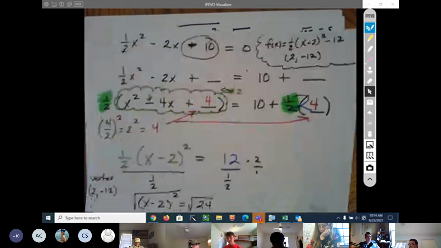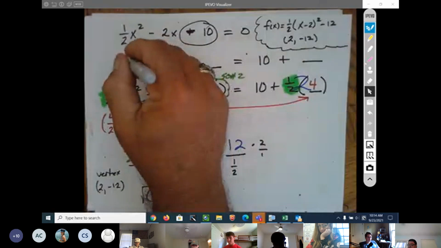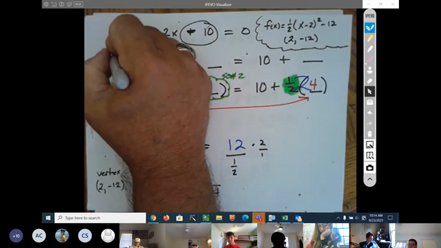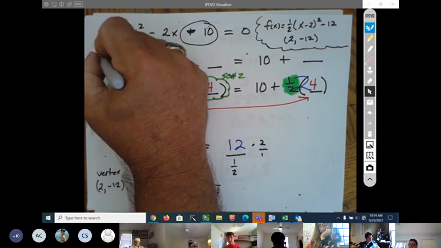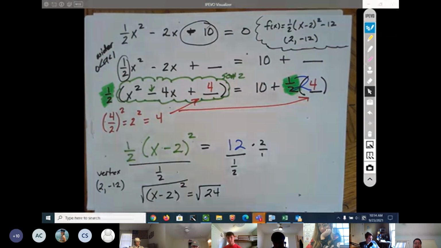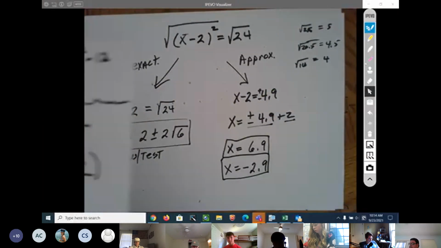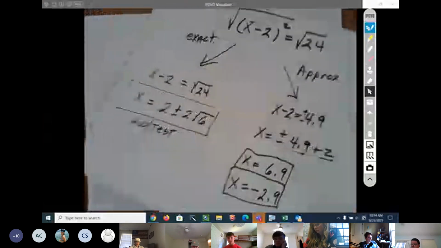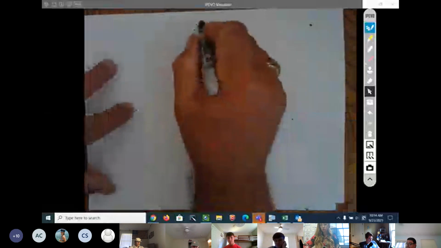Somebody tell me what the 1/2 tells us. Remember, a is between 0 and 1. That makes it wider. So we're going to have a wide parabola. So let's go to the graph.